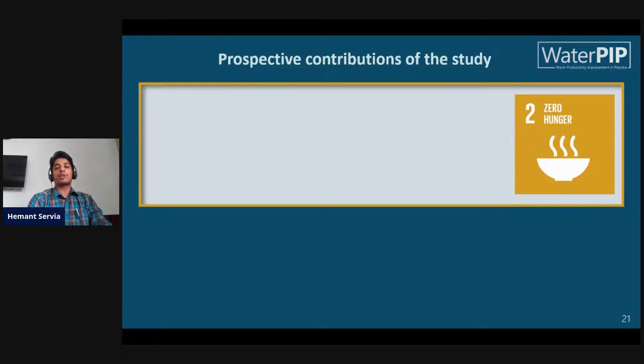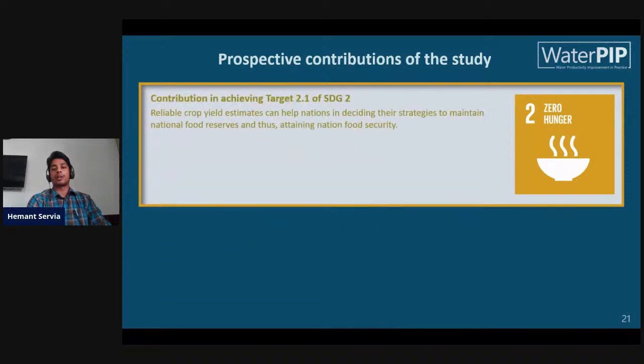The prospective contribution of the study is, if the present research is translated into practical application, it can significantly contribute in achieving two main SDGs. SDG 2 aims to eradicate hunger, attain food security and improved nutrition, and advance sustainable agriculture. So if reliable crop yield estimates can help nations in deciding their strategies to deal with the menace of hunger and malnutrition by maintaining national food reserves, the nations can be better prepared before these events actually happen. So this can help nations in achieving food security and thus contributing to target 2.1 of SDG 2.